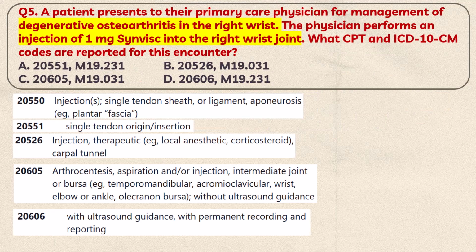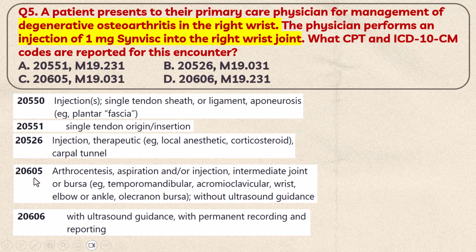So when you go to the code series, 20550 is injection, single tendon sheath or ligament, aponeurosis, plantar fascia. 20551 is single tendon origin or insertion. 20526 is injection, therapeutic. Example, local anesthetic, corticosteroids for carpal tunnel.